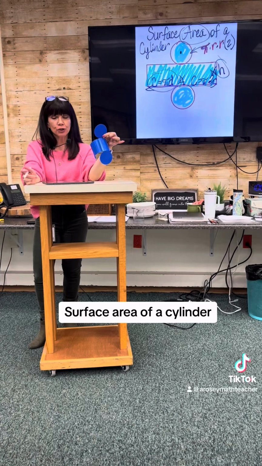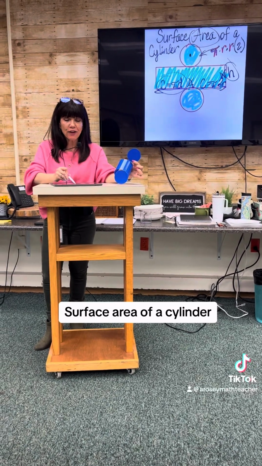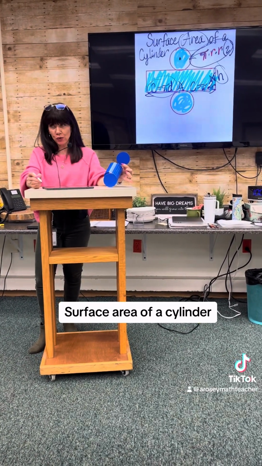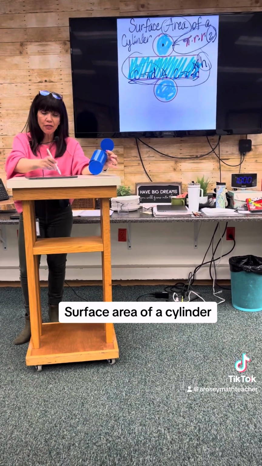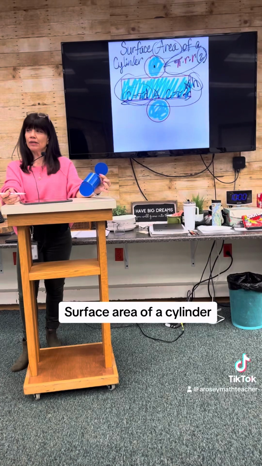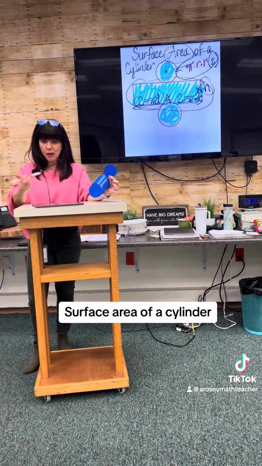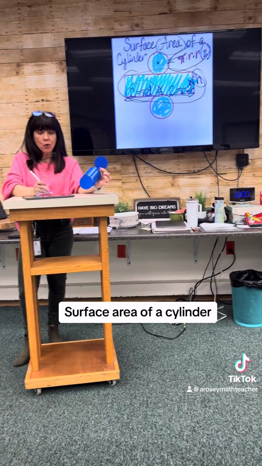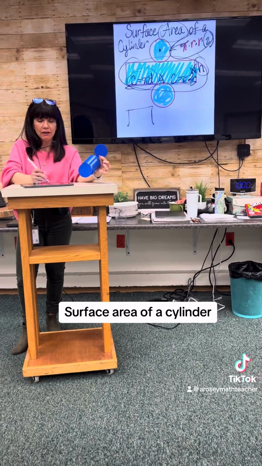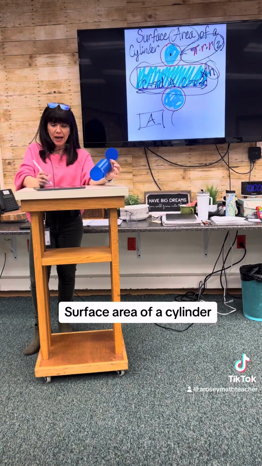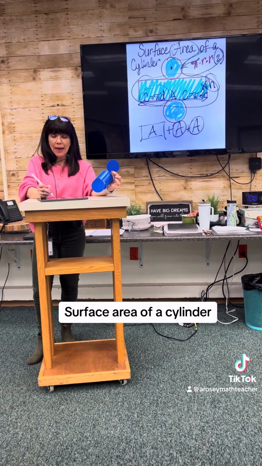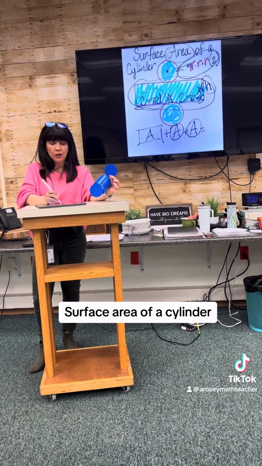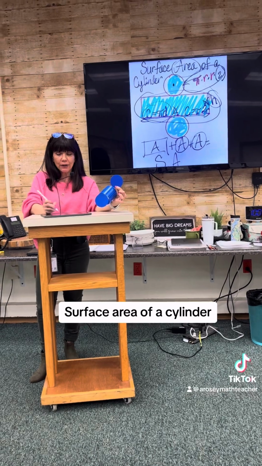What will I now do with the area I have found for the 2 circles and the area I have found for the rectangle? What will I do with those numbers? Class, say it. I will add them together. So when I find the area of the rectangle and I find the area of the 2 circles, I will then add them together, and it will equal the surface area.